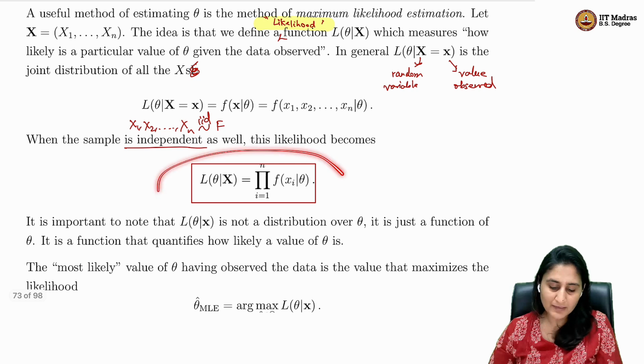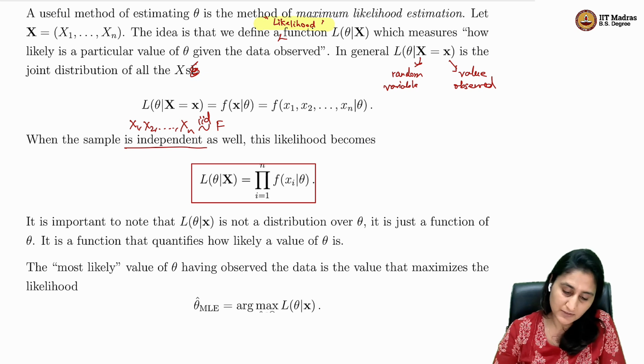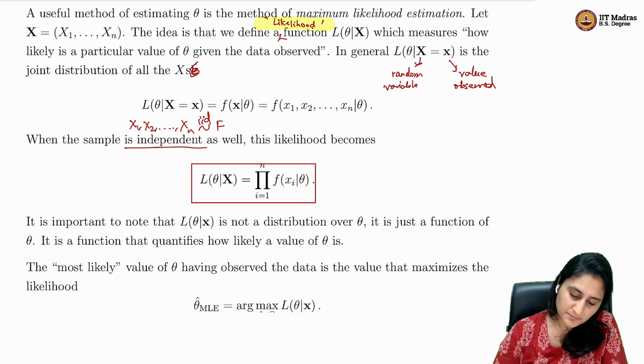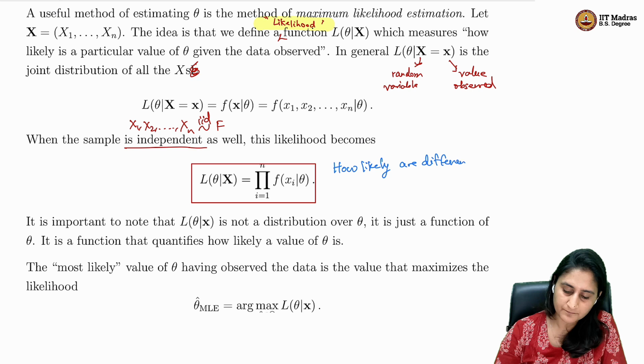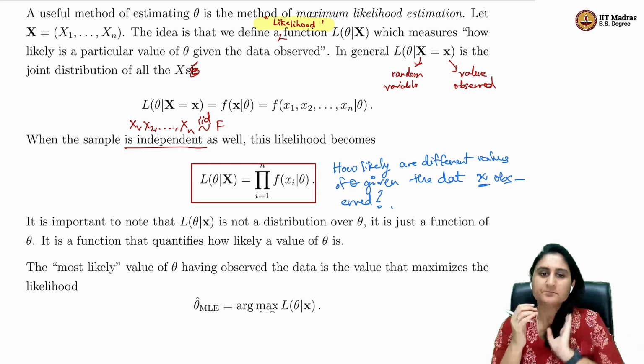So that's something to keep in mind. And now we have the idea of how likely different values of theta are. Let me just write that idea down: how likely are different values of theta given the data x observed. This is what the likelihood function measures.